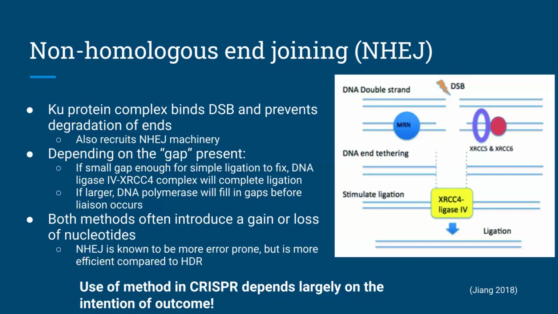If you're looking to knock out a gene, for example, using CRISPR, you're probably going to go for non-homologous end joining because you want those random insertions. You want that gain or loss because that's what's going to make the loss of function in your knockout happen. So stuff like that is what's considered when you're thinking post double strand break in CRISPR.